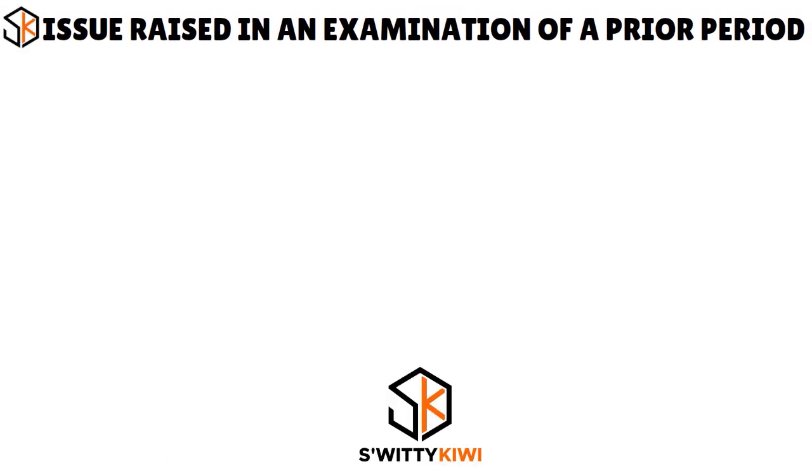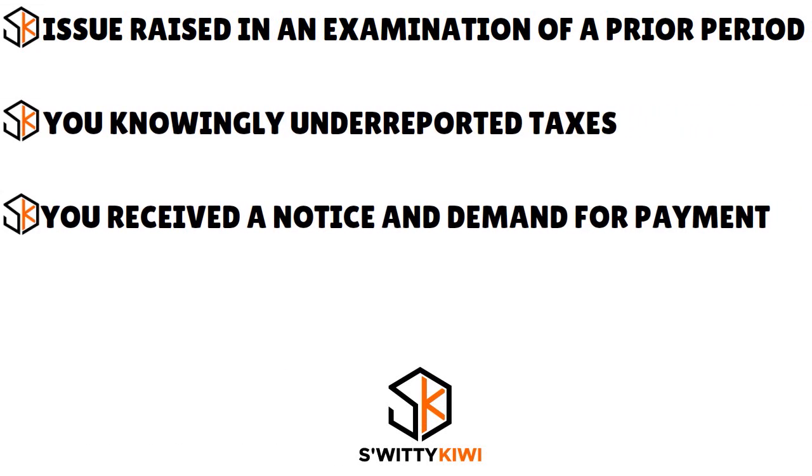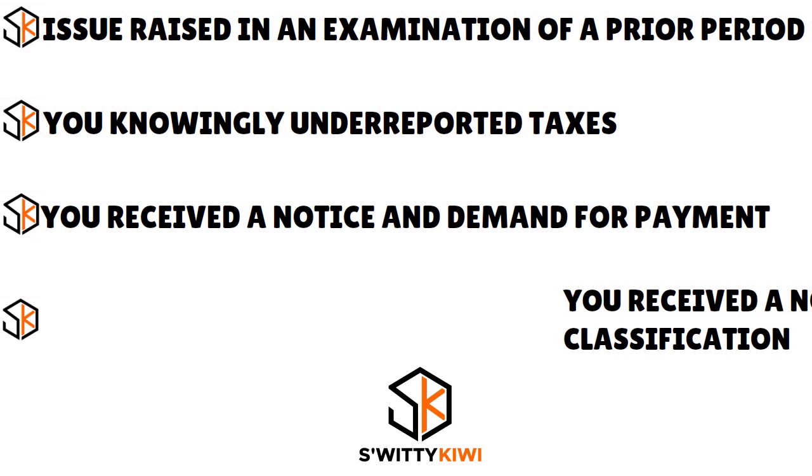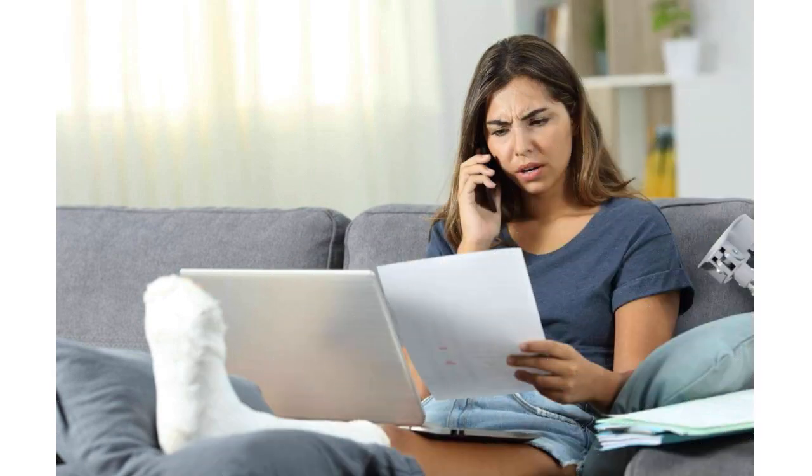You will have to pay interest if the underreported taxes are related to an issue raised, let's say, in an IRS examination of a prior period, or you knowingly underreported taxes. You received a notice and demand for payment. In other words, you let the process drag a little far before you actually reacted. And if you also received a notice of determination of worker classification, then you have to pay interest. Now, if you receive a notice after filing Form 941X, you have to reply with an explanation.